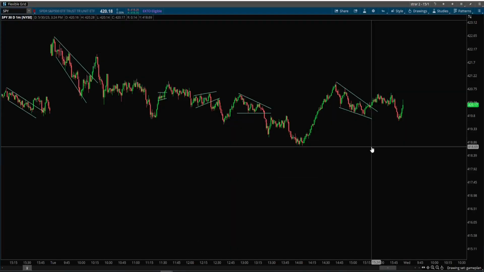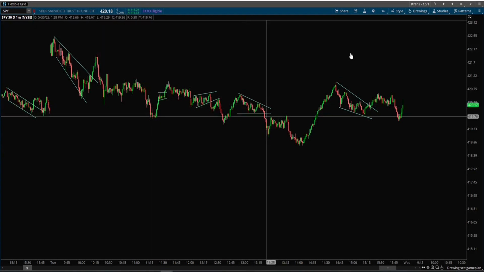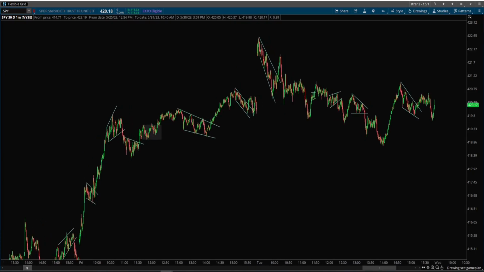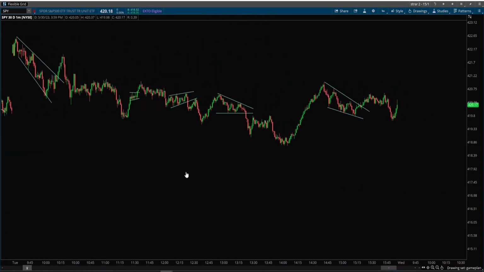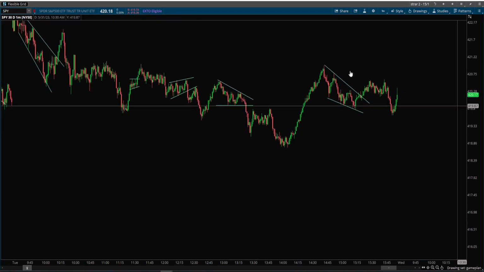So we are here on the S&P 500 Spider ETF, the SPY. We are on the 1-minute chart, and I just went through and drew a bunch of patterns that I saw. I want you to be able to identify these patterns, and to see how significant they are and how commonly they repeat. So we'll just start here.